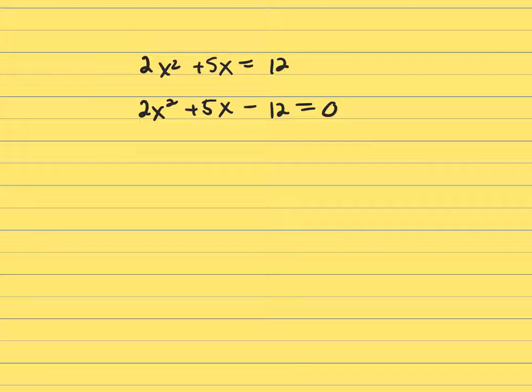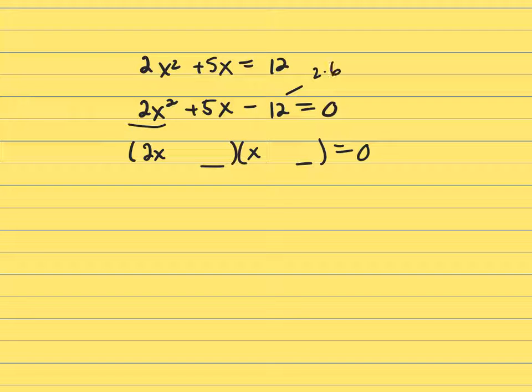You could use the quadratic formula, but I'm going to factor because that's easier for me, even though I'm going to have a couple choices. What times what will give you 2x squared? 2x and an x. Now 12, what times what will give you 12? That's going to be a 2 and 6 or a 3 and 4. So I'm going to think about this. I've got to get a 5x.